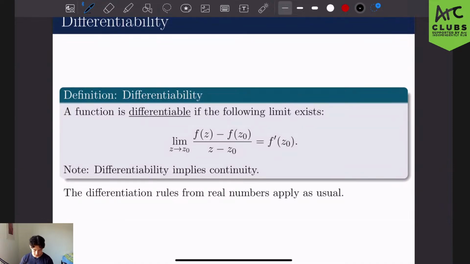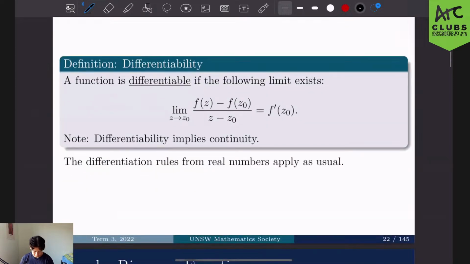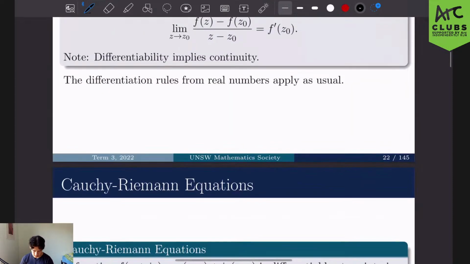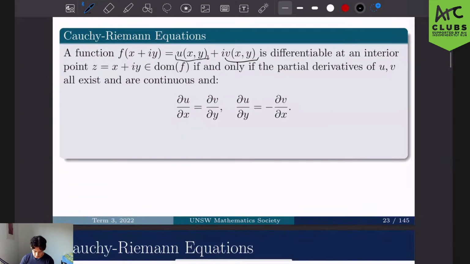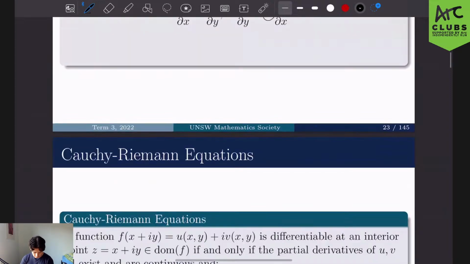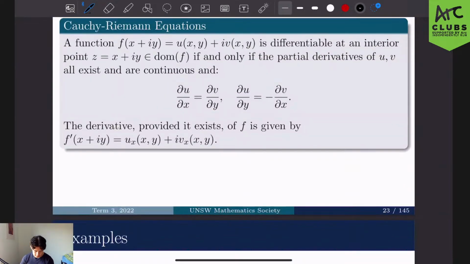Next we have differentiability. A function is differentiable if the following limit exists. You probably recognize this as quite similar to real numbers. Differentiability implies continuity. So we say that this function, when you split it up into u and v, the coefficients of the real and the imaginary parts, is differentiable at an interior point in the domain if and only if the partial derivatives of u and v all exist and are continuous and satisfy these Cauchy-Riemann equations. These are very important equations to know. Just note the negative sign over here. And if it does exist, then it is given by this equation here, where these are the partial derivatives of u and v with respect to x.